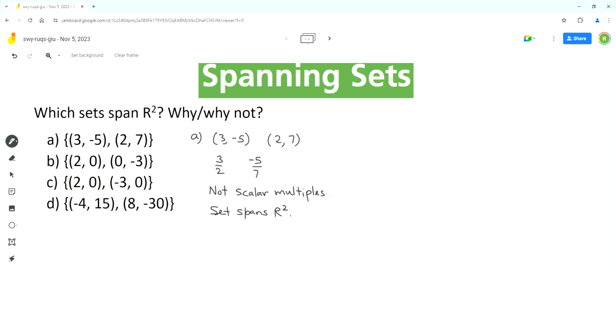Now we can analyze part B. In part B, the set has two vectors, and we can use the same test to find whether these vectors are scalar multiples of each other. We'll divide the x components, and 2 divided by 0 is undefined.